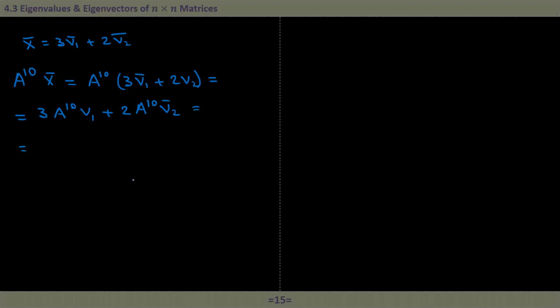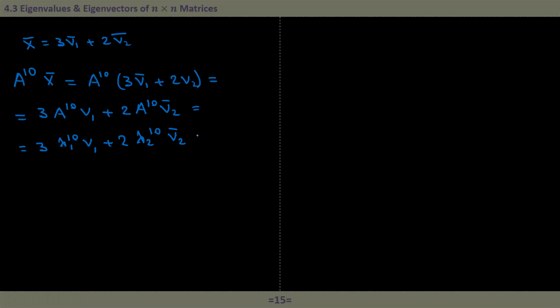And using the theorem, we will use that theorem here. We know that the eigenvalue of A corresponding to v1 is lambda 1, and the eigenvalue of A corresponding to v2 is lambda 2. So now I can write lambda 1 to the power of 10 times v1, because v1 is an eigenvector of A, plus 2 times, and the eigenvalue corresponding to this vector is lambda 2 to the power of 10, times v2.